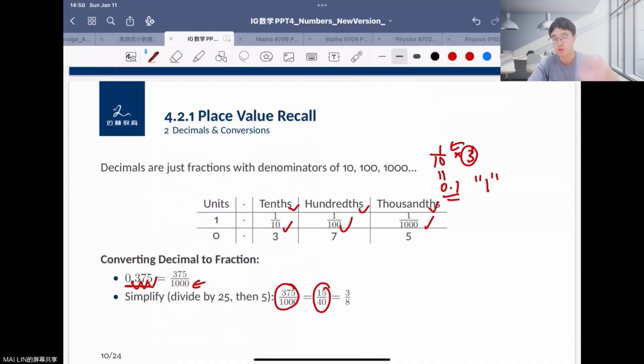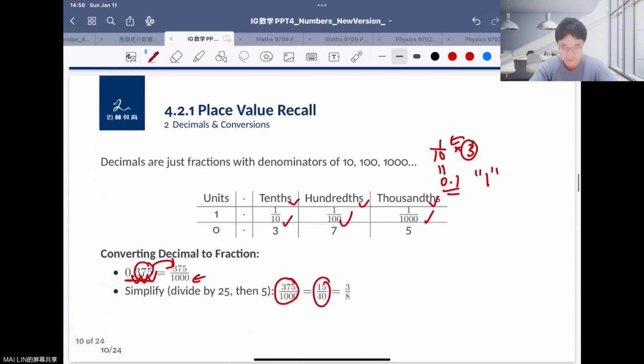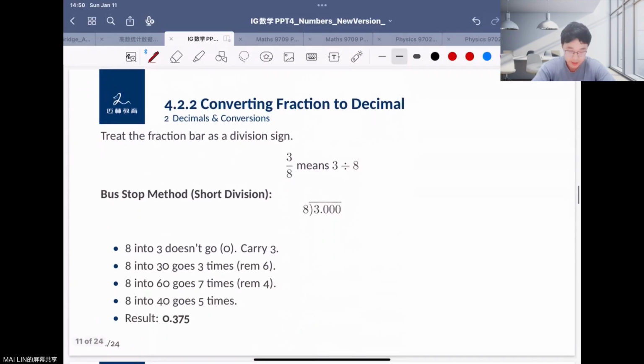So now we know how to translate between decimals and fraction numbers, right? First, we find how many zeros there are after the 1. For 3 decimal places, it is 1 over 1,000. And then you just put 375 on the top of the fraction. You can also use short division for 3 over 8. After the 3, you write 3 zeros.